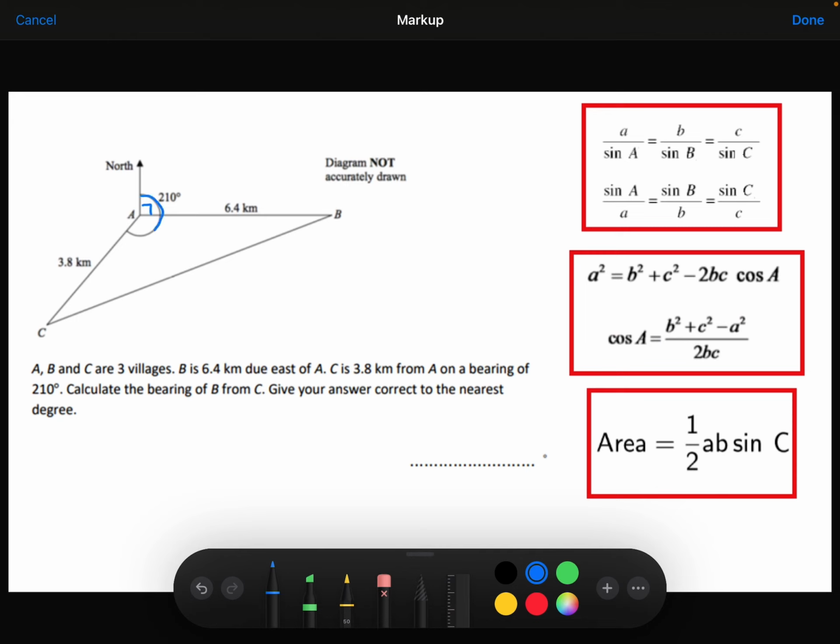So if this whole thing is 210, and that first angle was 90 degrees, then that means that this angle here is going to be 120, because 210 take away 90 is 120. And whilst I'm at it, I'm also going to say that this angle here is going to be 150 degrees, because 360 take away the 210 is 150.